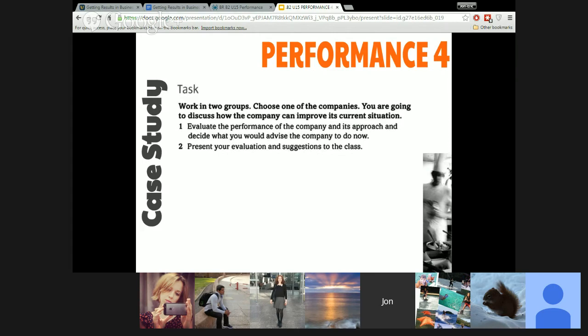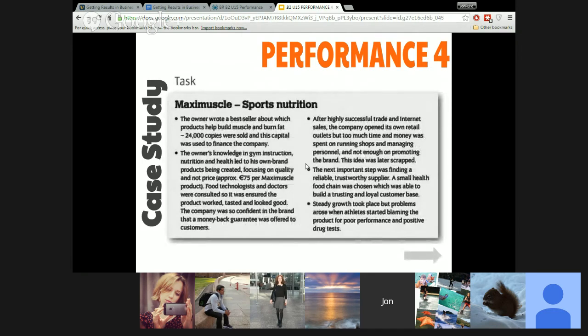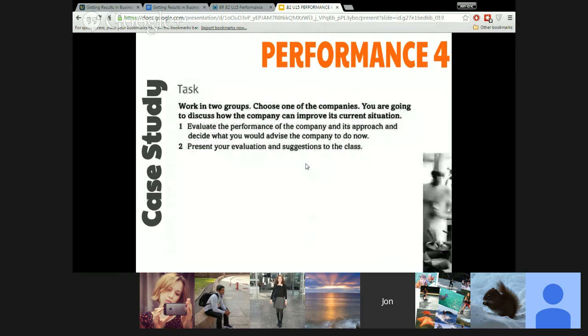Okay? Now, if you need to review the companies, just go back to slide 7 and 6, and you can review anything you need to review. So you might want to have this open on your computer.